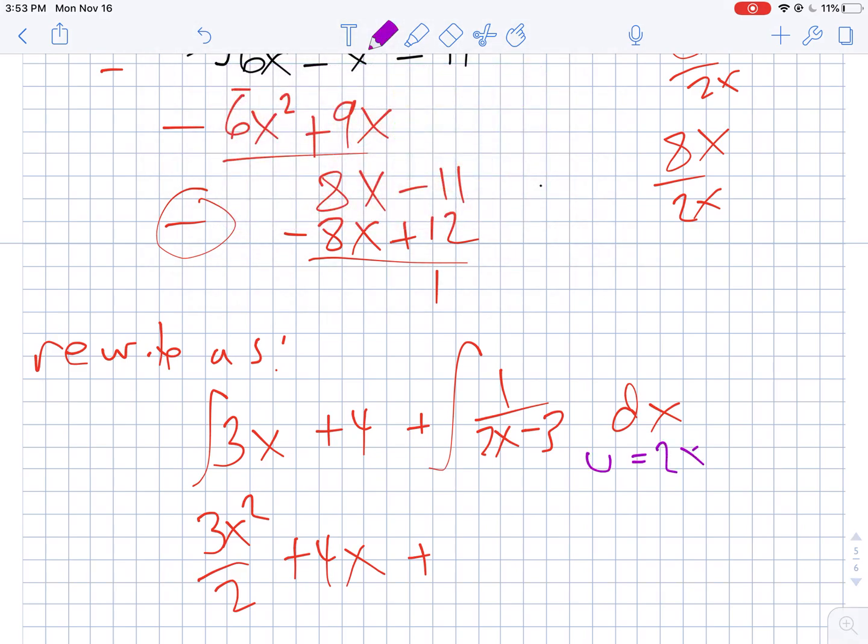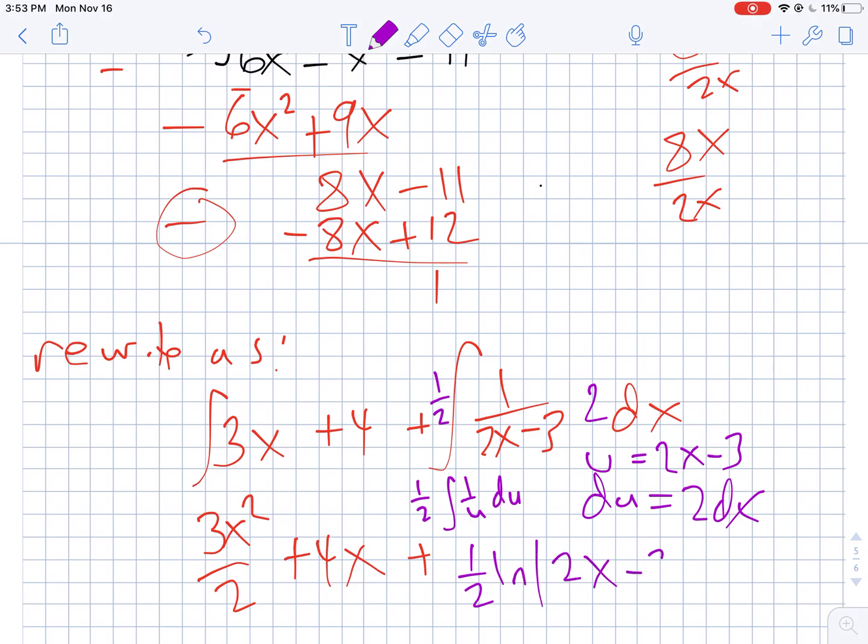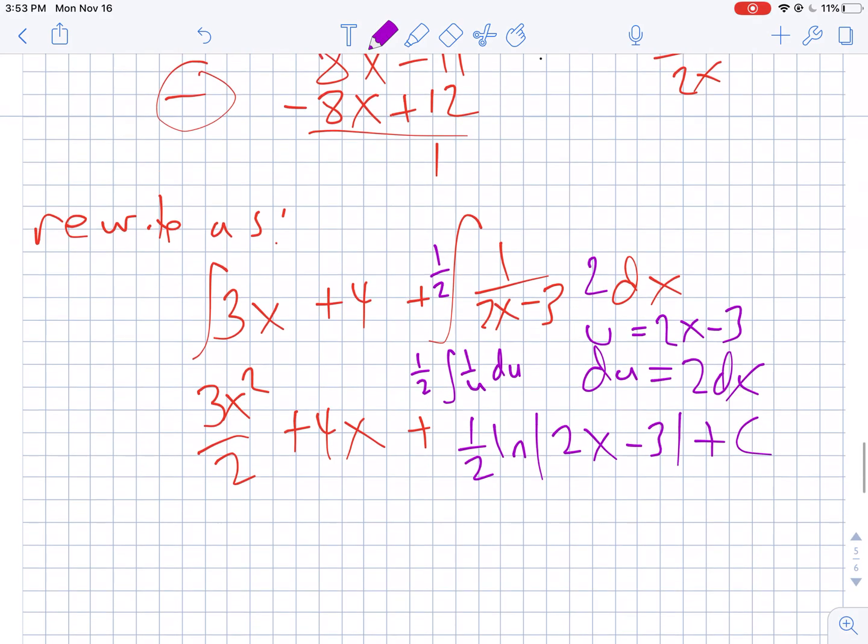You've got to pick your u equals 2x minus 3, but don't just blindly jump into the natural log, because we do need a 2 dx. We need a 2 here, so we need a 1/2 in front. So that becomes 1/2 the integral of 1 over u du. So that becomes 1/2 natural log of u, so 1/2 ln absolute value of 2x minus 3 plus c. Okay, and that's integration by long division.